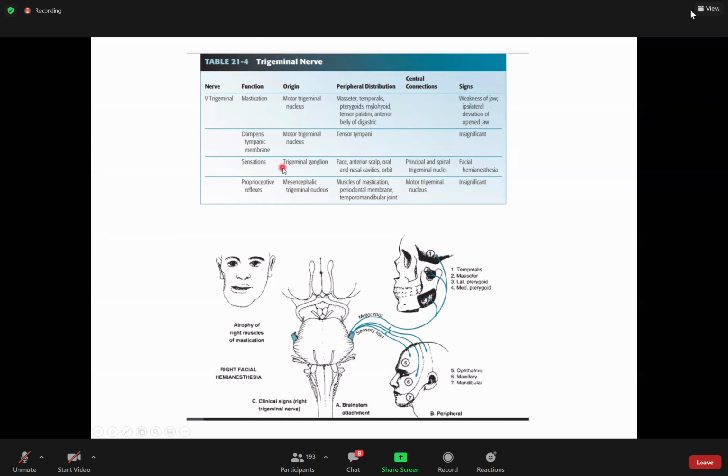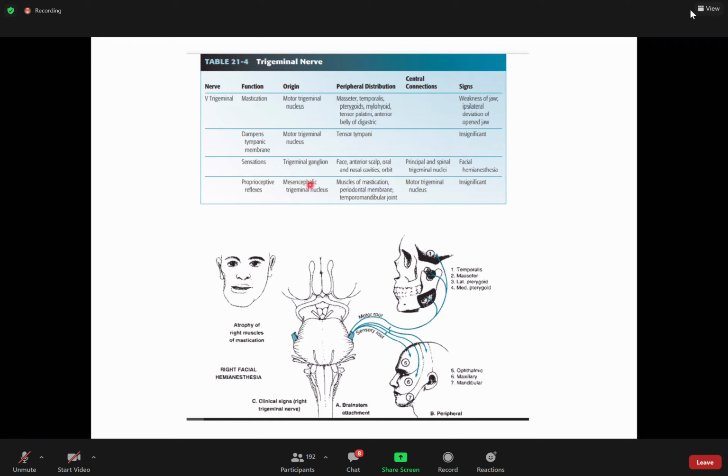If you have damage to the principal sensory or the spinal trigeminal nucleus or the trigeminal nerves, there would be hemianesthesia, that means half side of the face would lose sensations of pain, temperature, touch, two-point discrimination, vibration. Also, the anterior two-thirds of the tongue will lose general sensations. The corneal reflex would be lost because the sensory supply to the cornea is also coming from the trigeminal nerve.